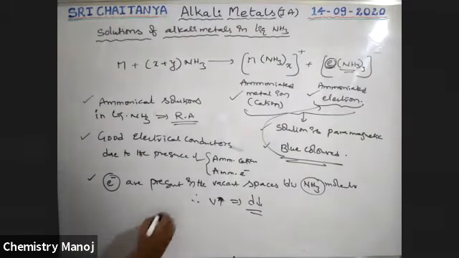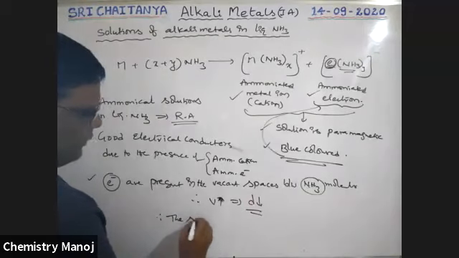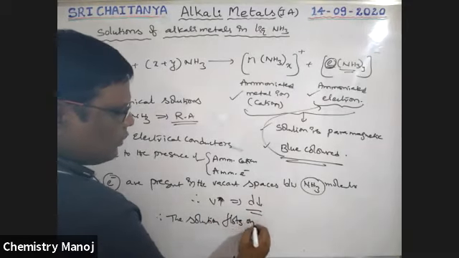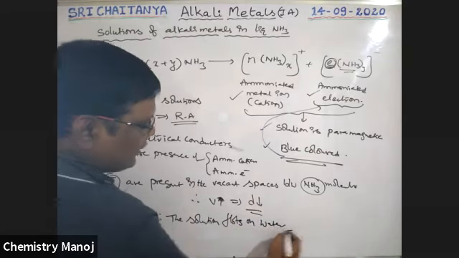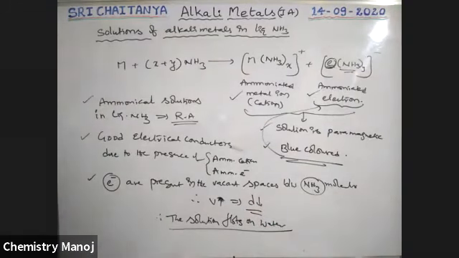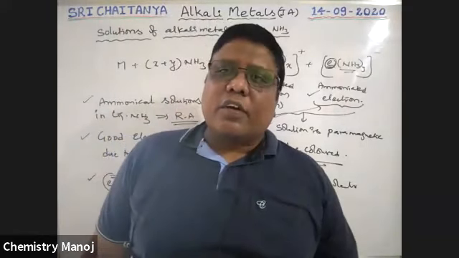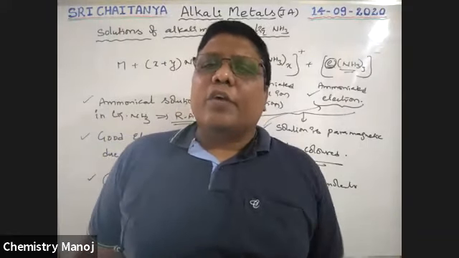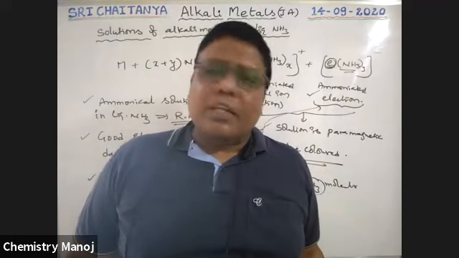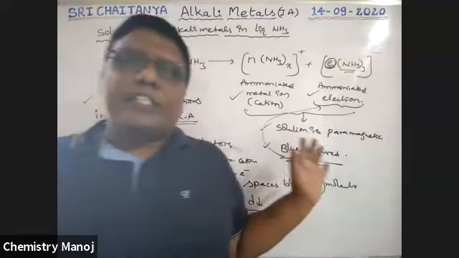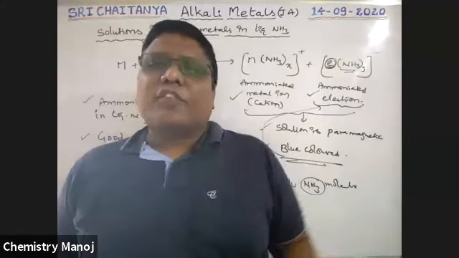Therefore, the ammoniacal solution floats on water. Because the ammoniated electrons' volume increases, the density automatically decreases. So when compared to water, the density of the solution is very, very low. That's why it floats on water.